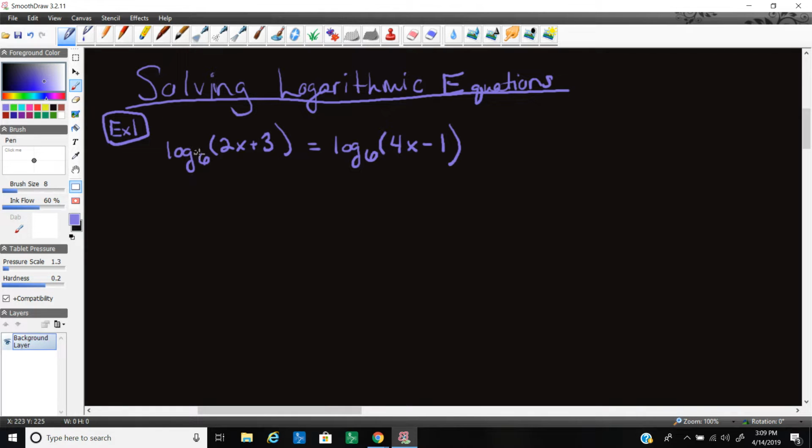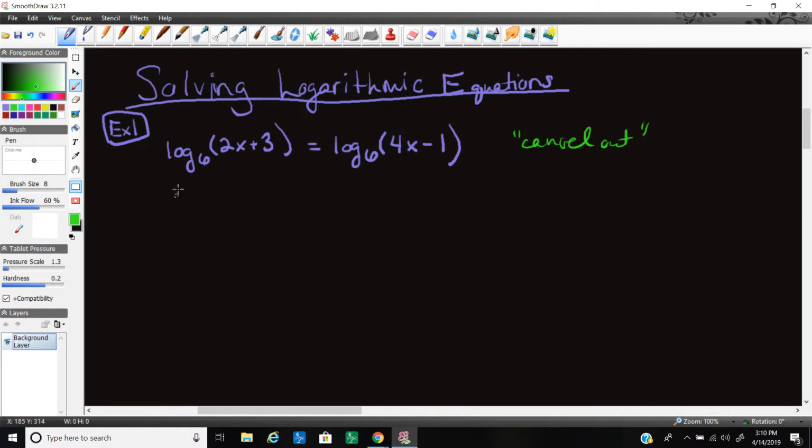Here's the first example. Log base 6 of 2x plus 3 is equal to log base 6 of 4x minus 1. So when you have the log with the same base on both sides, and if they're both in condensed form, so by condensed, I mean you only have one log on this side, one log on this side. Okay, so these are in condensed form.